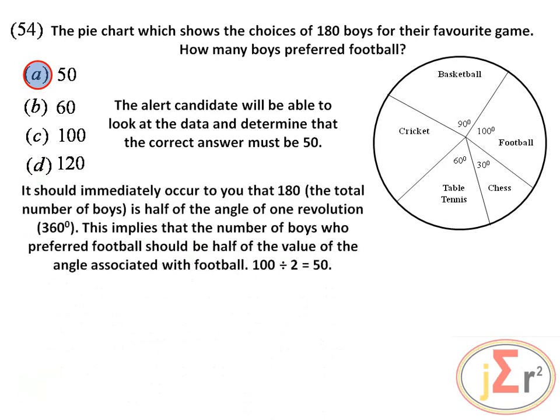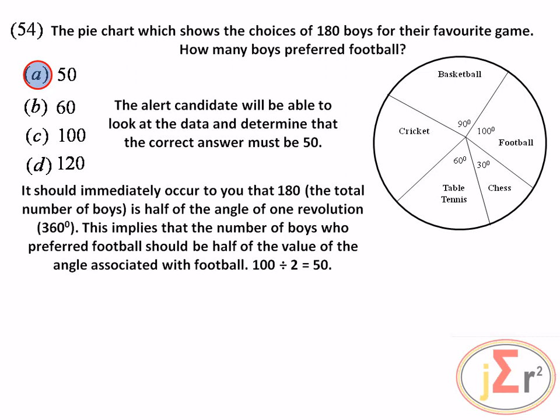It should immediately occur to you that 180, which is the total number of boys, is half of the angle of one revolution, which is 360 degrees. This implies that the number of boys who preferred football should be half of the value of the angle associated with football. So 100 divided by 2 is equal to 50, and we end up with our answer like that.